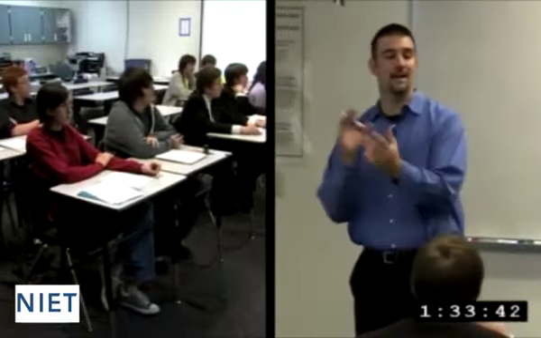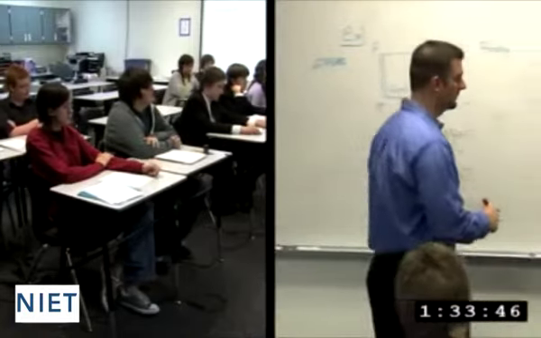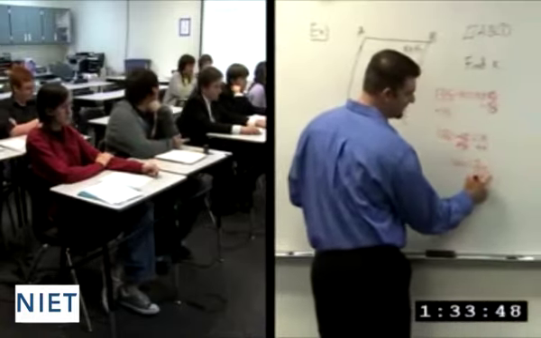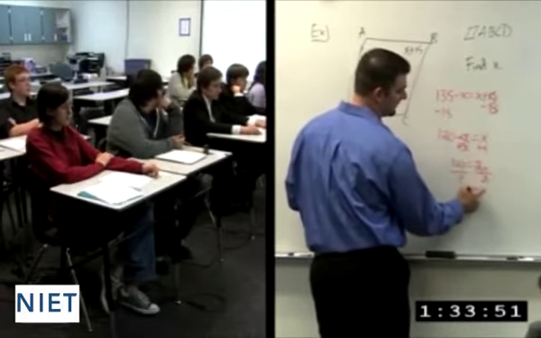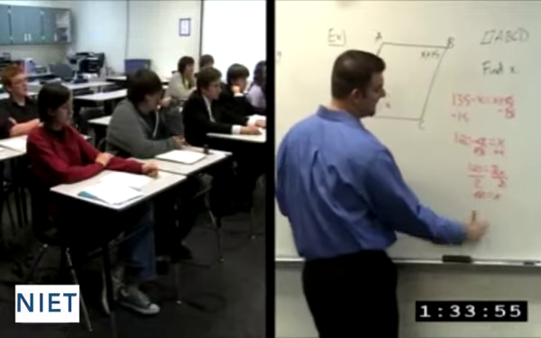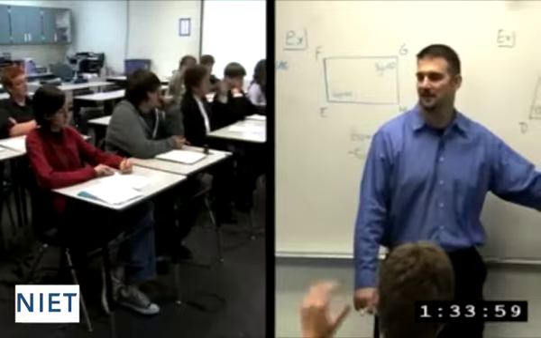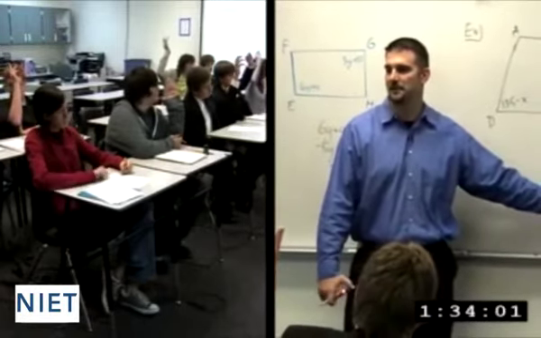All right, what's our next step here? Eric, what are you thinking? Divide by 2. Glorious. Absolutely. I'm very proud of you. Fantastic. And then x is? 60. Absolutely. Great. Okay. Who got 60 on this? Everyone but Jared.